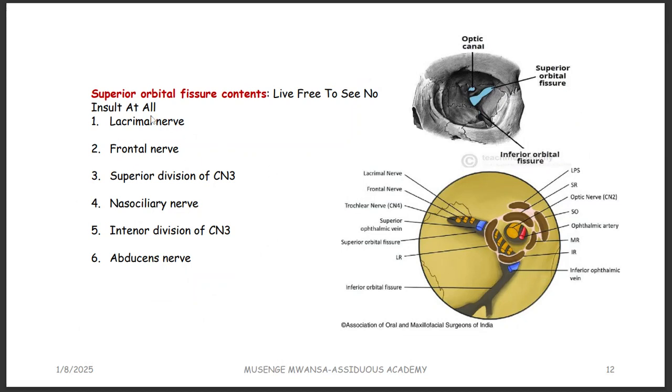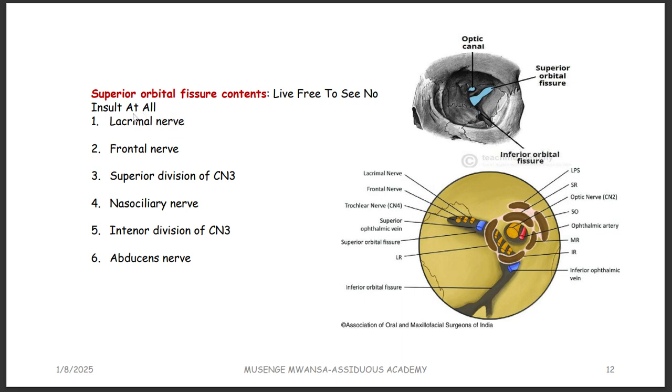So these are the contents of the superior orbital fissure in order. They can just bring this picture, they ask you to identify the contents in order. Okay. You can use the mnemonic Lee Free To See No Insult At All, starting from the top going downwards. Remember we said that the contents generally are cranial nerve number 3, 4, 5, and 6. And we said you also have got the ophthalmic veins. It is actually ophthalmic veins, just the ophthalmic artery passes in the optic canal. So Lee Free To See No Insult At All.